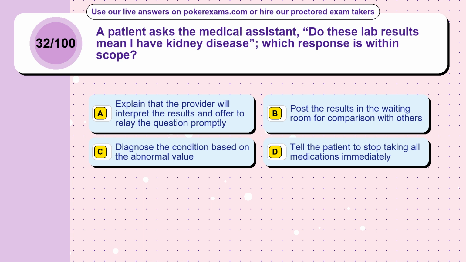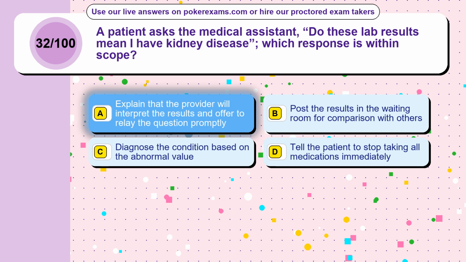Option A. Explain that the provider will interpret the results and offer to relay the question promptly. Option B. Post the results in the waiting room for comparison with others. Option C. Diagnose the condition based on the abnormal value. Option D. Tell the patient to stop taking all medications immediately. The correct answer is option A. Explain that the provider will interpret the results and offer to relay the question promptly.